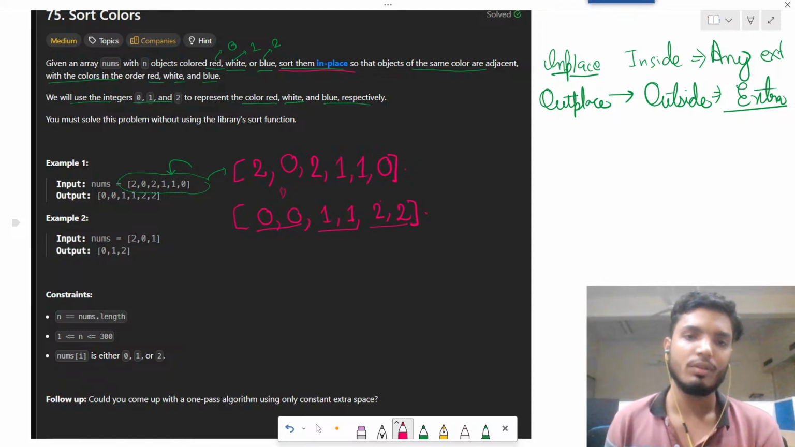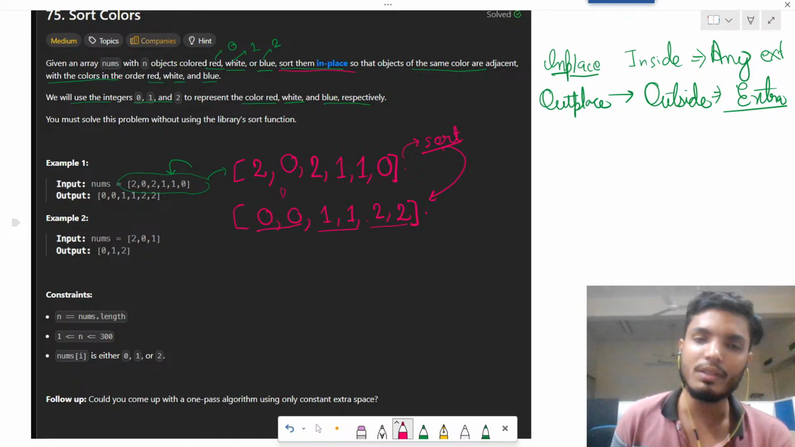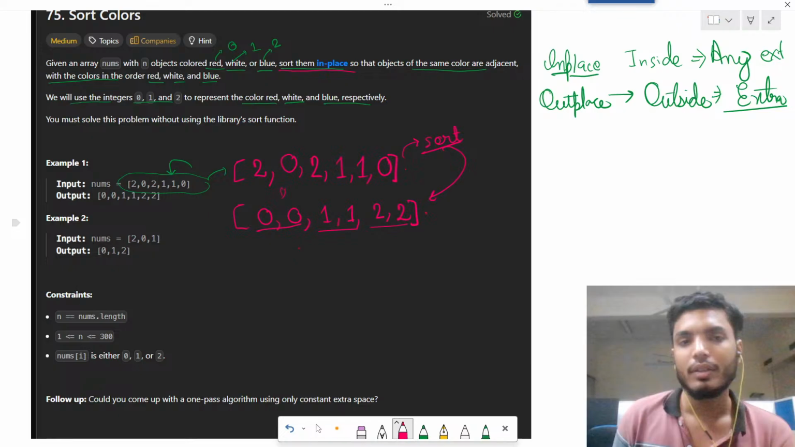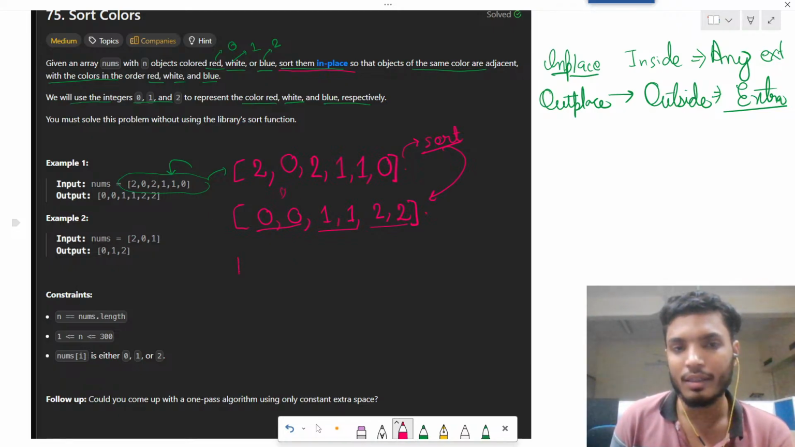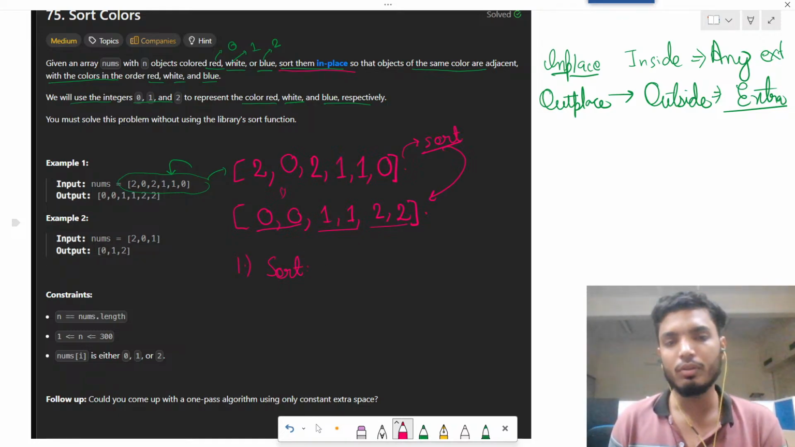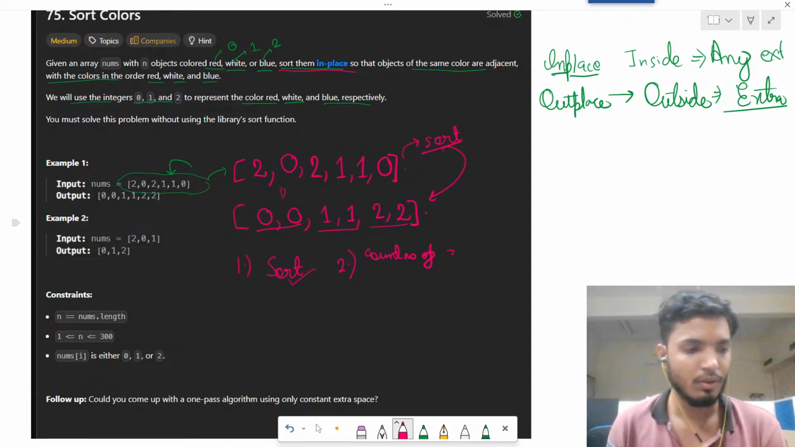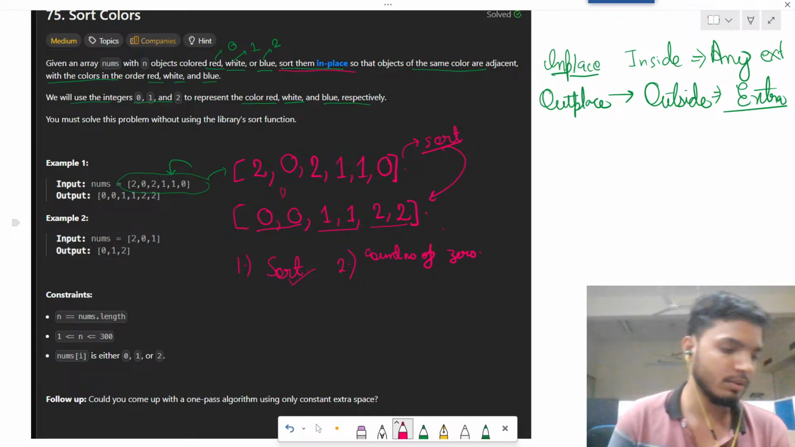So how will you do so? The first thing I can do is sort. If I sort them, then I can easily get this, since this is sorted order only. Once you go to the interview, you have to explain everything from the very basic to the advanced. Don't go to the optimal approach directly. First say that we can do sorting. Second, you can count the number of zeros.